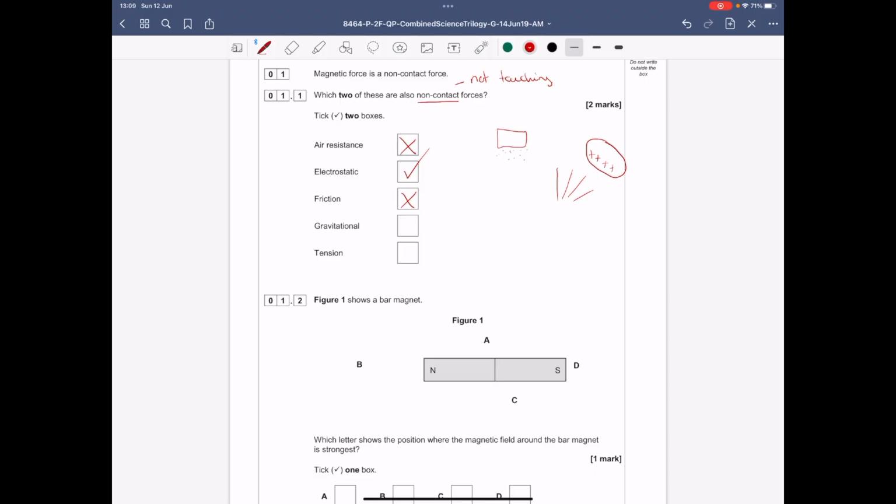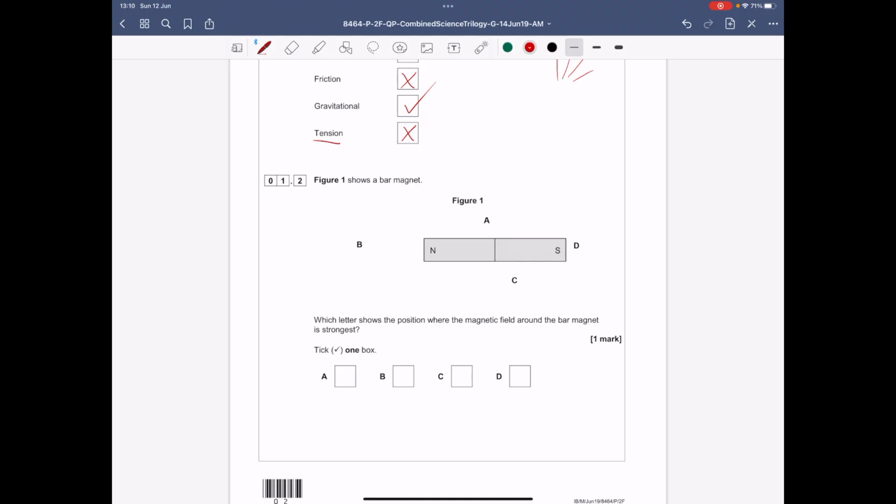Gravitational. Now gravitational is obviously just gravity. When we're on the earth, there's nothing physically touching us, pulling us down to the earth, so we describe it as a non-contact force. And the last one, tension: if you put tension into a rope, then you've got to twist it, and obviously that would require touching it to do it. So that would be a contact force. So it's electrostatic and gravitational that are your non-contact forces.